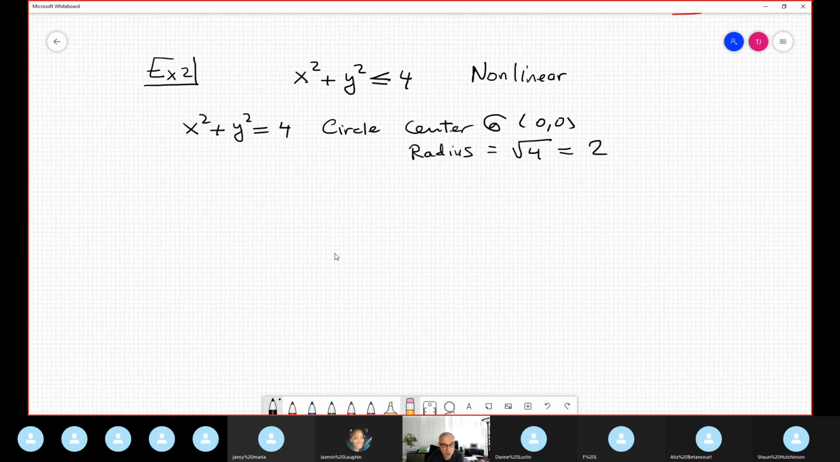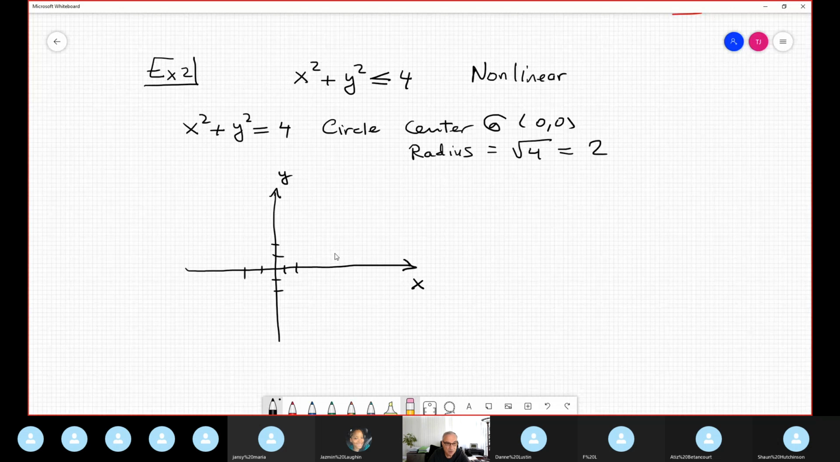It's a circle. So we want to represent the points. It's a circle, radius 2. What kind of circle? Solid or dotted? Solid. This is always the dilemma. Or dotted line. It's solid. Why? Because it's equal. So I suppose that the boundary, my circle, is included inside the solution because it's equal.